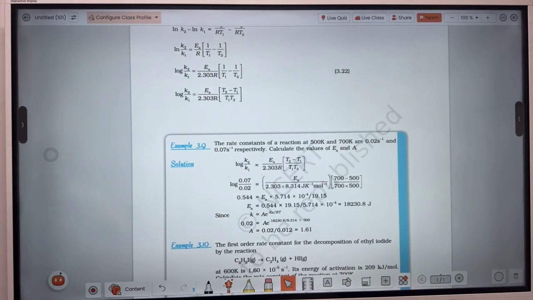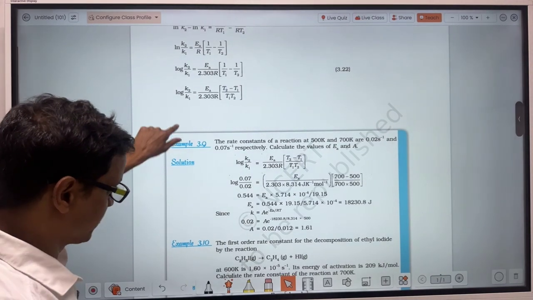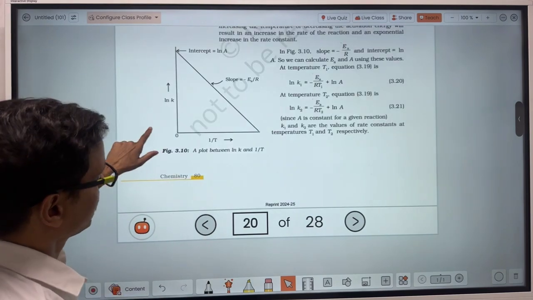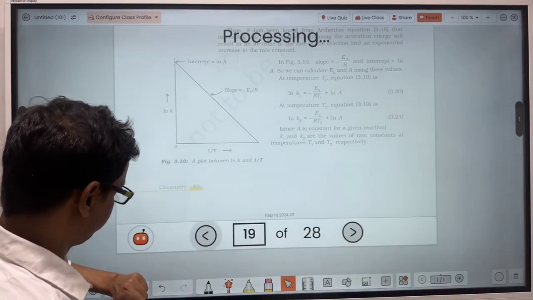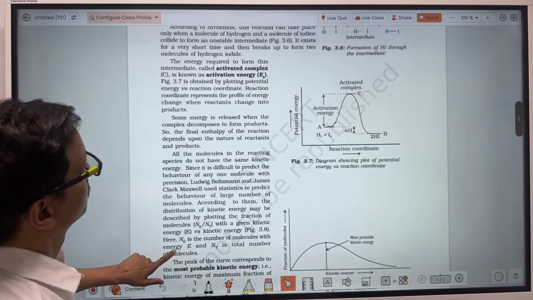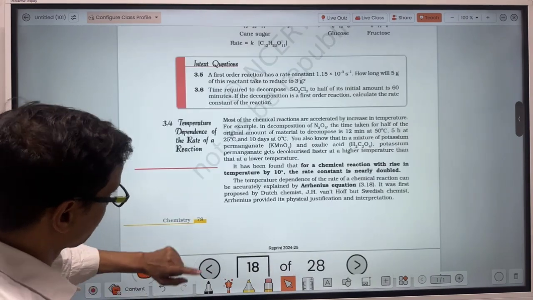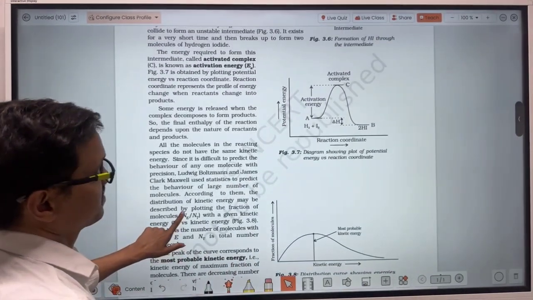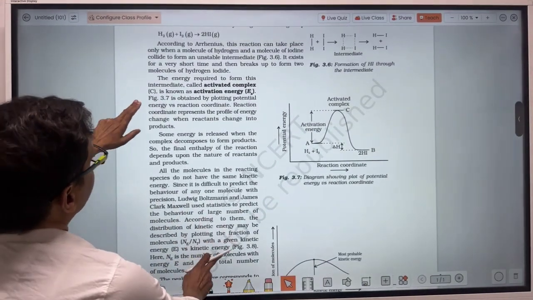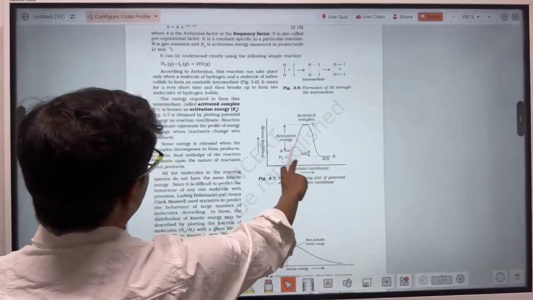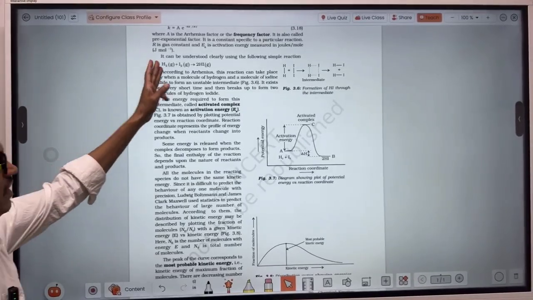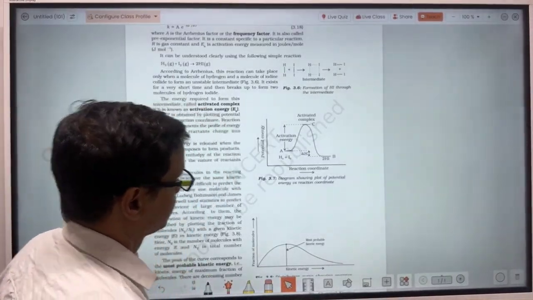Now that was about what happens on increasing the temperature. When we increase the temperature, what will be the effect on the rate of reaction? That was here. But more important here is why, on increasing the temperature, the rate of reaction increases. Watch out for this graph, which is very important. A hypothetical reaction is seen here: hydrogen and iodine react to form HI.